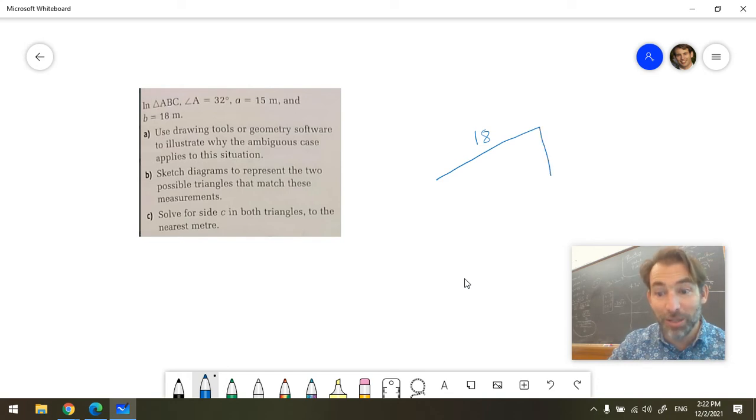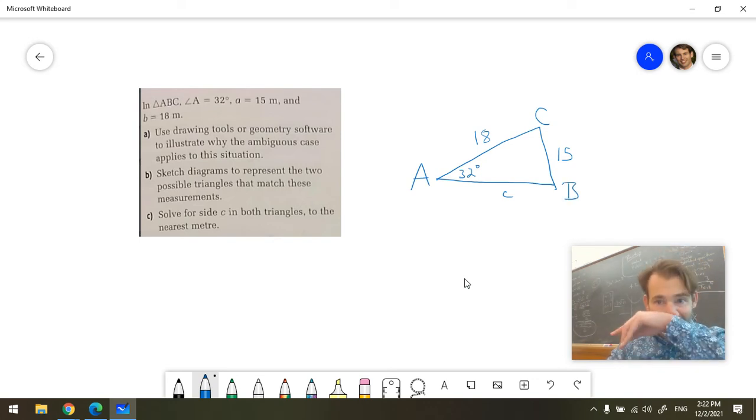I bet this is an ambiguous sine law case. And then here, this is 32 degrees. That's A. And that's some value C. We'll call this C. This is big C. This is big A. And this is big B. All right, this is B over here. And so I got everything in the right spot. Use drawing tools or geometry software to illustrate why the ambiguous case applies to this situation.